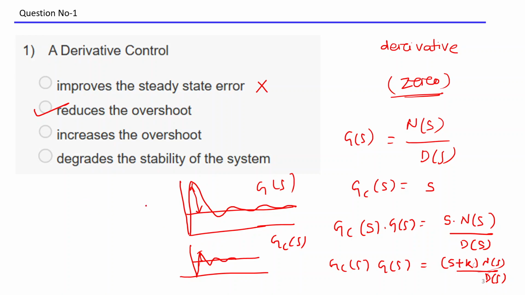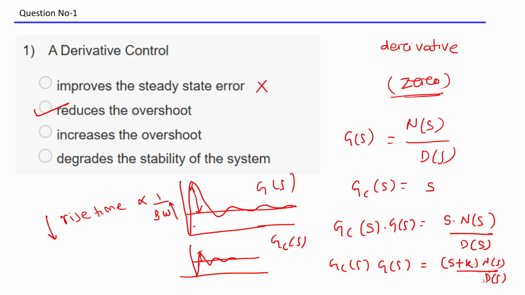This is because the bandwidth of the system increases. You know that the rise time is inversely proportional to the bandwidth. If you achieve a faster response, the rise time has to reduce, because time has to reduce, then only you can achieve speed. Bandwidth is nothing but your speed. That's why you have achieved a bigger bandwidth of the system.